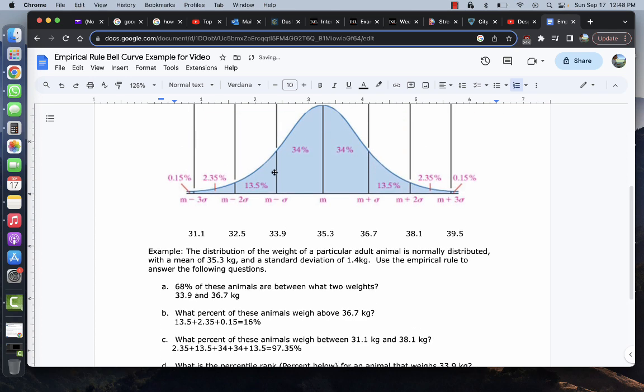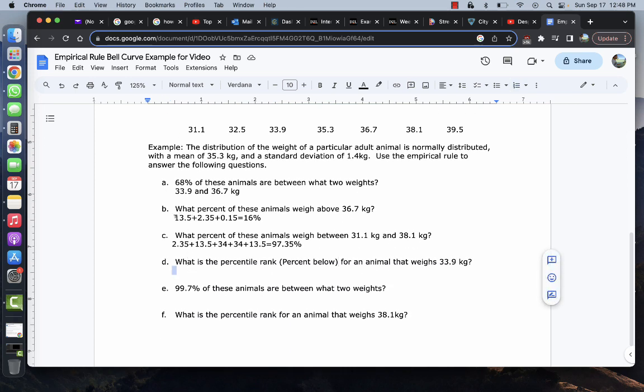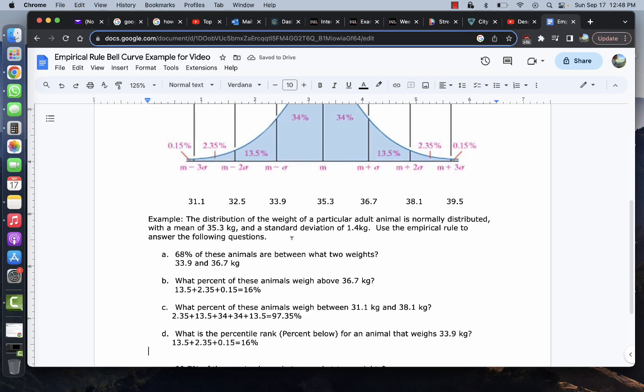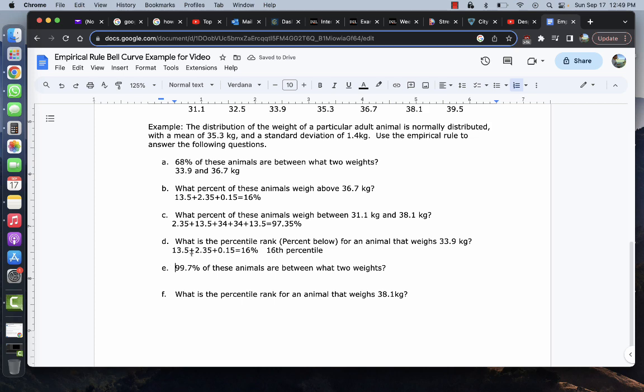Okay, so I'm just adding the percentages below 33.9: 13.5, 2.35, 0.15. I've done that before right here. It happens to be a coincidence that it's the same numbers. The percent below 33.9 is those three numbers. I add them up, I get 16%. You can also call it the 16th percentile if you like. I'll accept either answer.